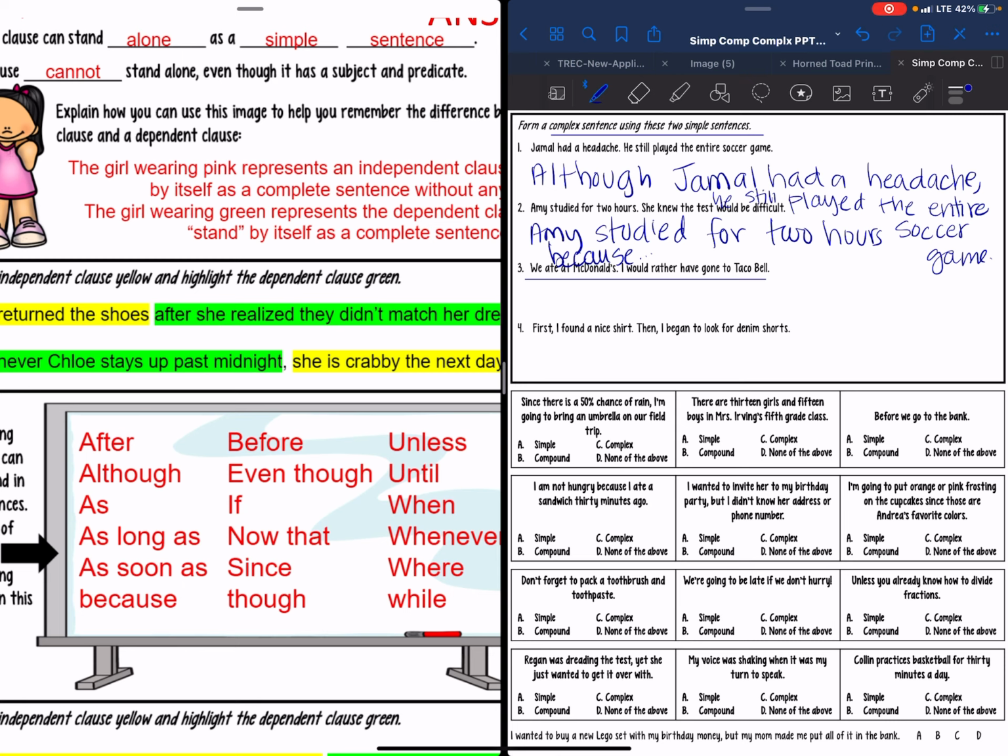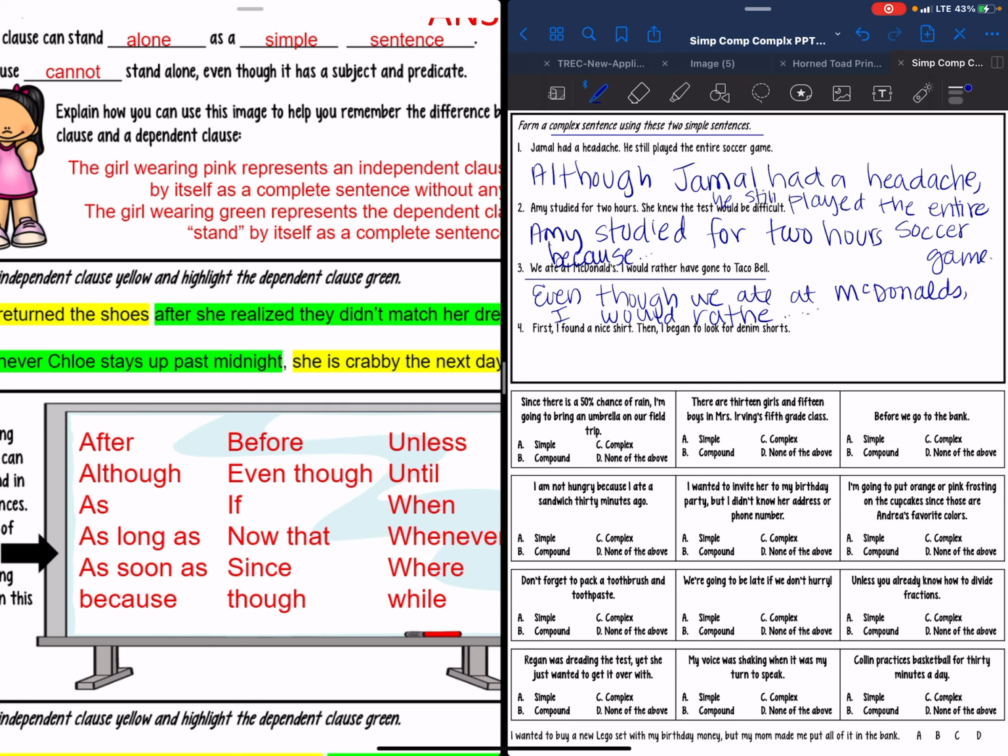So as long as we ate, because we ate at McDonald's, before we ate at McDonald's, even though we ate at McDonald's, I would rather have gone to Taco Bell. So even though, that's the only one that fits there. Even though we ate at McDonald's, comma, I would rather, and then you finish writing the rest of it.